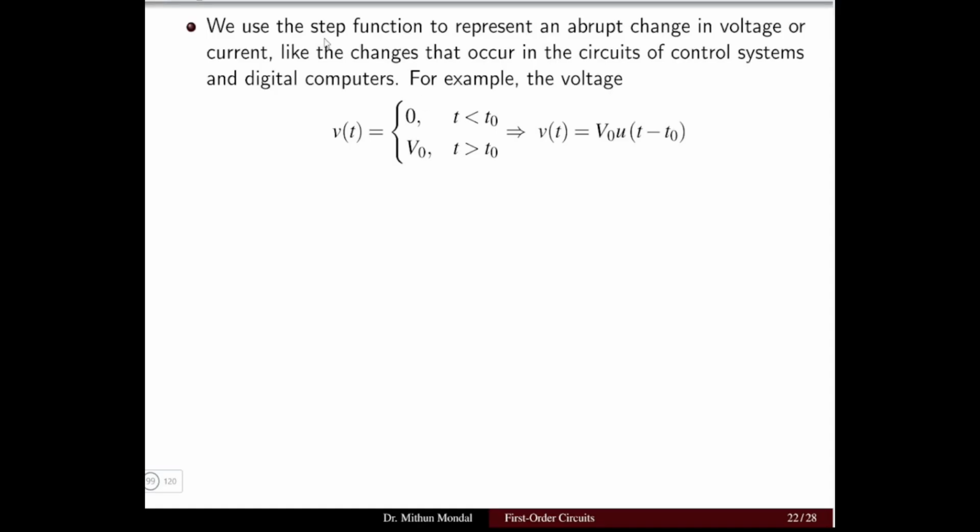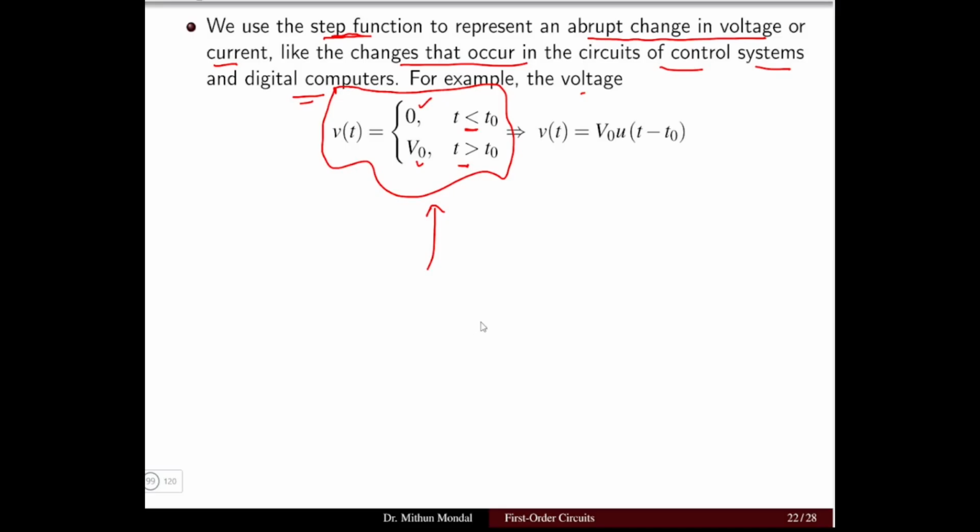So generally step functions are discontinuous functions. They are represented by an abrupt change in the voltage or the current, like the change that occurs in the circuit in control systems or digital computers. For example, let us take a voltage signal V of t. What is the condition? For time t less than t naught, voltage is 0. For time t greater than t naught, the voltage is V naught.